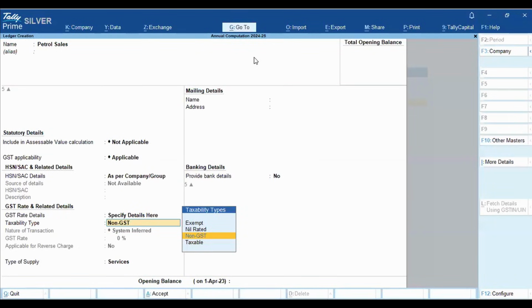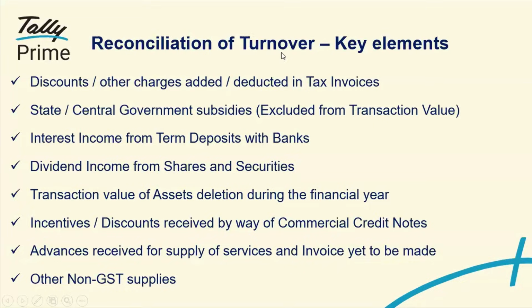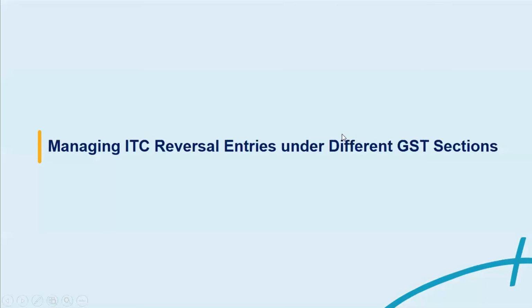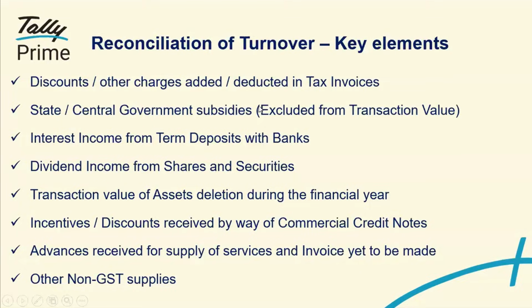These are the key elements when comparing the turnover in a year. Just to recap what we have understood here, I'll highlight the main things. First point, compare the sales ledger with the GST returns: GSTR-1, 3B and the annual return, GSTR-1 outward supplies.